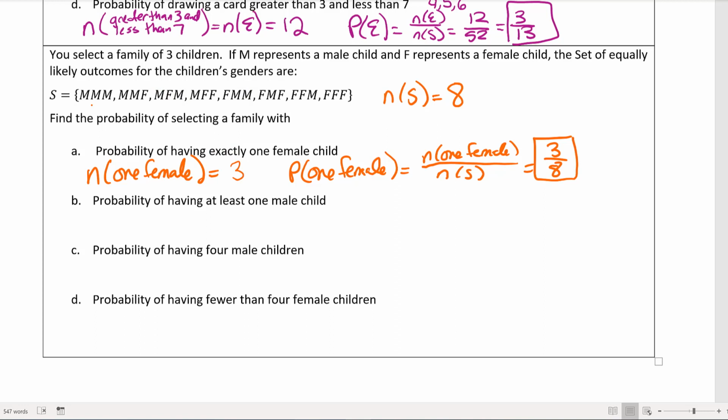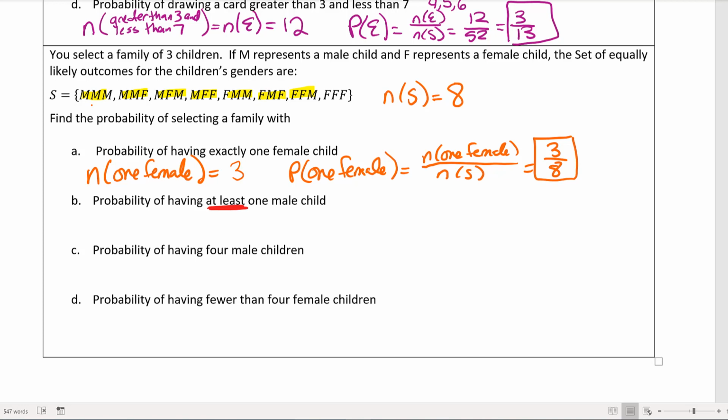Next, we're looking for the probability of having at least one male. Now, at least, that's different. When we're talking about exactly, then you have to have only one exactly. But now that we're having at least, that means one male or 2 males or 3 males. So how many could have 1, 2, or 3 males? Well, this first one, this one, this one. All of these have at least one male except the last one, which has just 3 females.